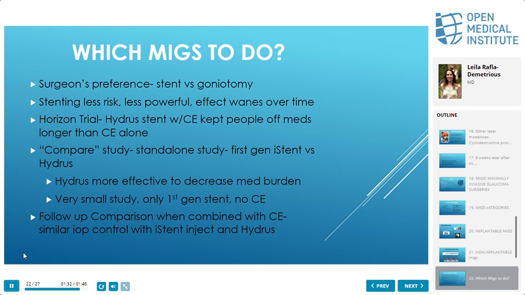You know, somebody who has a narrow angle, I'm going to go with something like a Cahook, a goniotomy, to open up that angle, remove some of the tissue. But if they have a wide open angle, depending on how many medications they're using, I may just do the iStent.